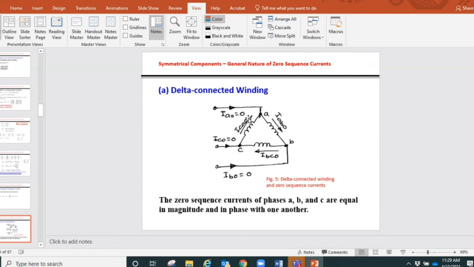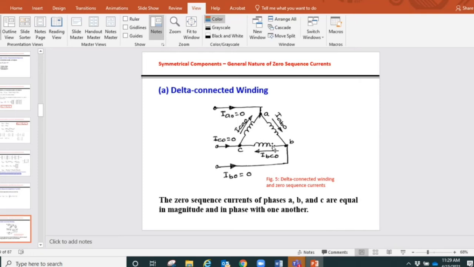These are the branch currents, or the phase currents, of each phase, and these are the lines. So this is the phase. IAB0 is the phase current for zero sequence, IBC0 is the phase current, ICA0 is the phase current for zero sequence, and these are the line currents: IA0, IB0, and IC0 going into the delta configuration.